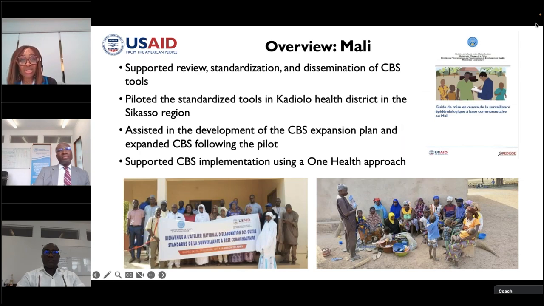In Mali, we continue to support CBS implementation, and we have done standardization of tools and dissemination of CBS tools. We've continued to work in Kaduna district, where we had the pilot, and expanded into additional districts. And we continue to partner with the One Health platform in Mali to support CBS implementation.